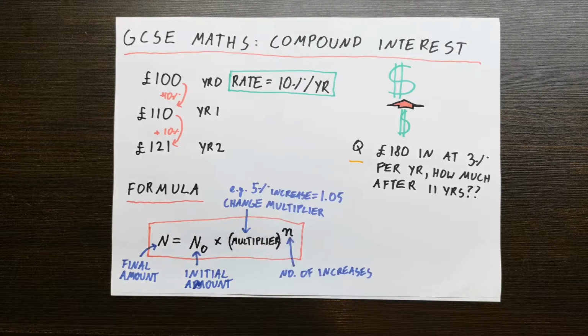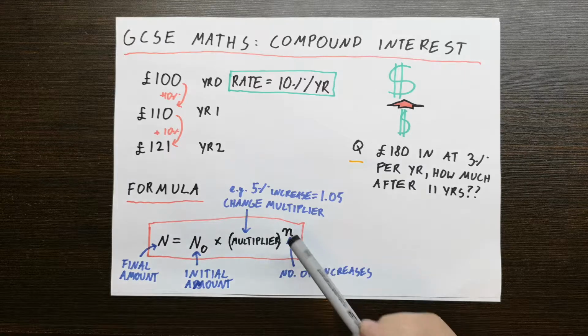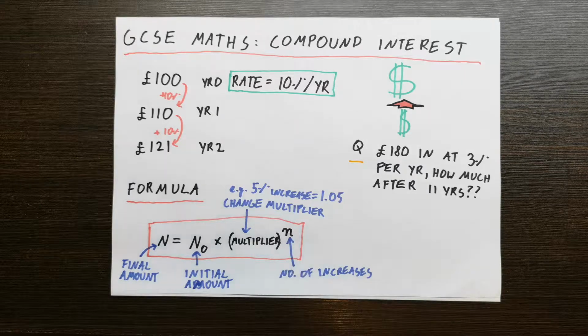So if we have a rate of 10% per year and we want to find out what's happening after 15 years, we would put 15 as this part here, because we are doing 15 years, so 15 times we will be compounding that whole thing. So that's how the formula works.